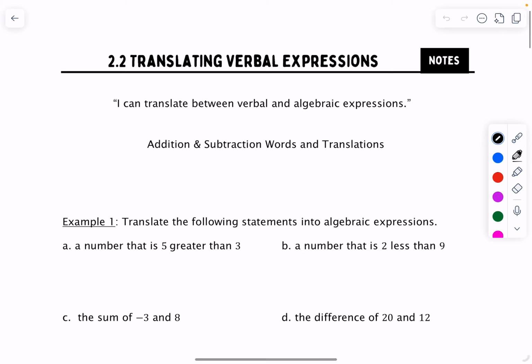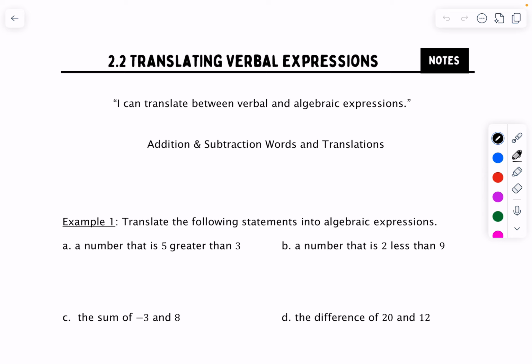So for a lot of students, this can be really tricky. Turning English or any language into values and numbers can be really hard. So I'm going to try my best to walk you through this the best way I can. And again, as always, if you have questions, pause the video and come ask for help. So we're going to start off with addition and subtraction words and translations.